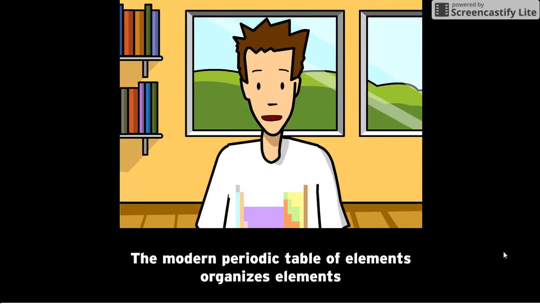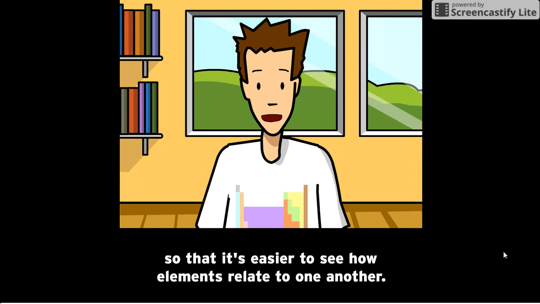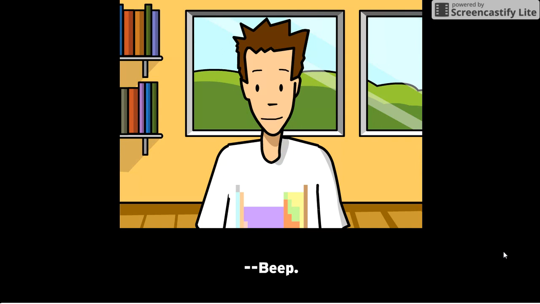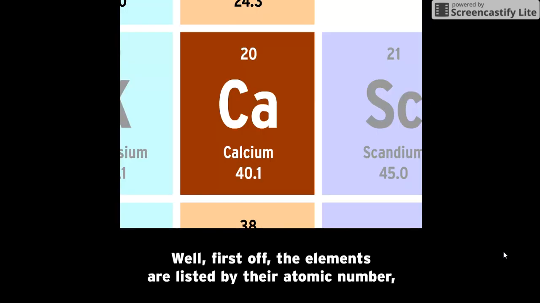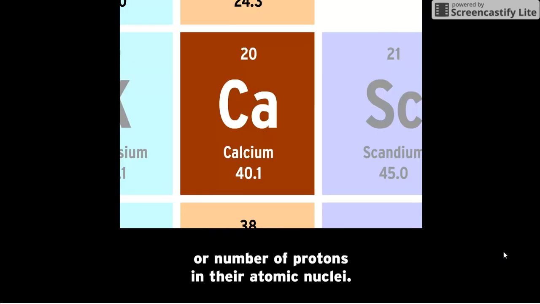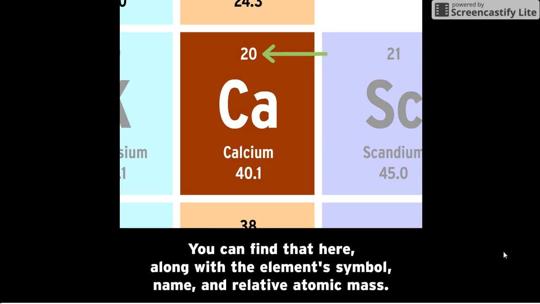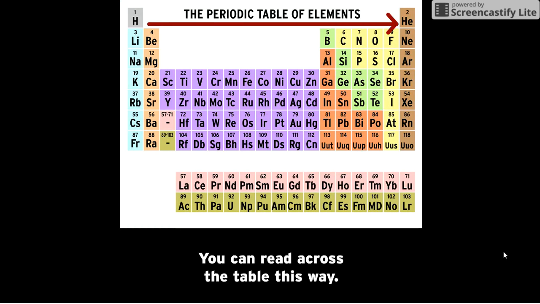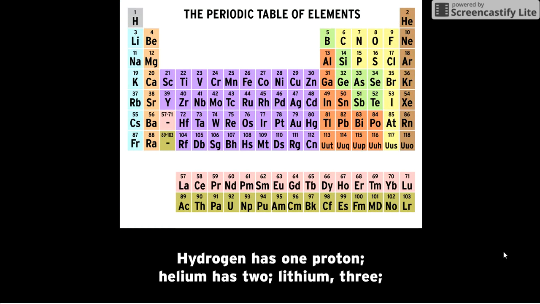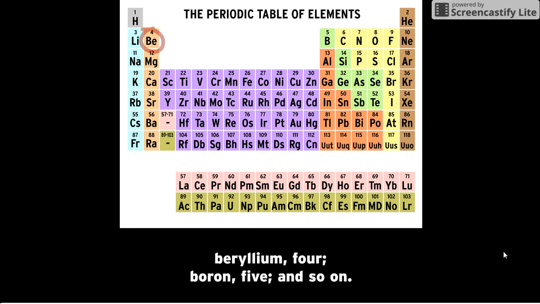The modern periodic table of elements organizes elements so that it's easier to see how elements relate to one another. Well, first off, the elements are listed by their atomic number, or number of protons in their atomic nuclei. You can find that here, along with the element's symbol, name, and relative atomic mass. You can read across the table this way. Hydrogen has 1 proton, helium has 2, lithium 3, beryllium 4, boron 5, and so on.